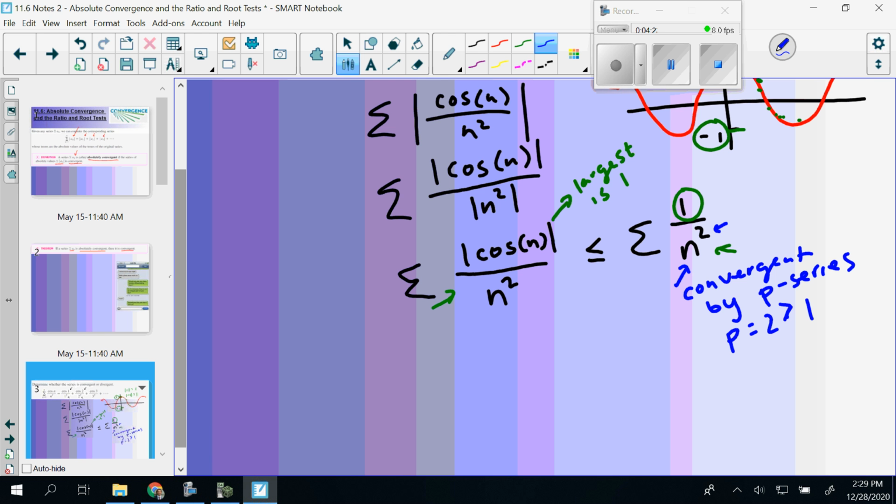So if we have a series over here that's less than that, then we can say this series is convergent as well. And more than just convergent, we can say that it's absolutely convergent because the absolute value of that series is convergent. So this one's absolutely convergent by comparison.